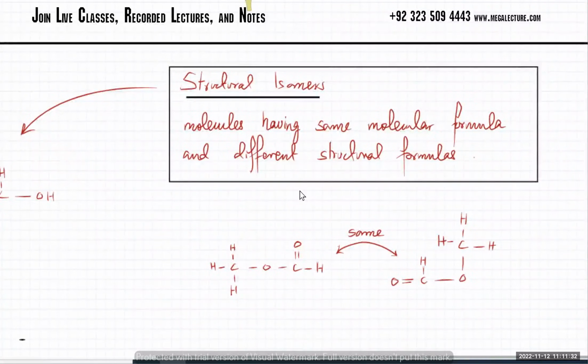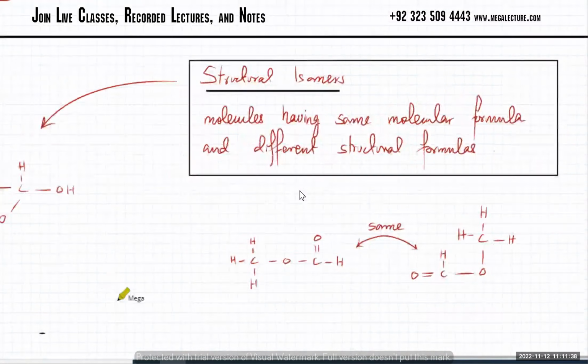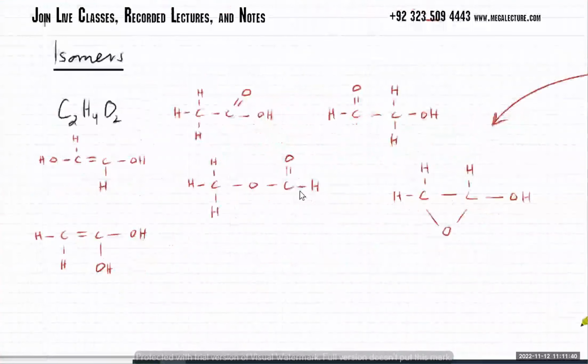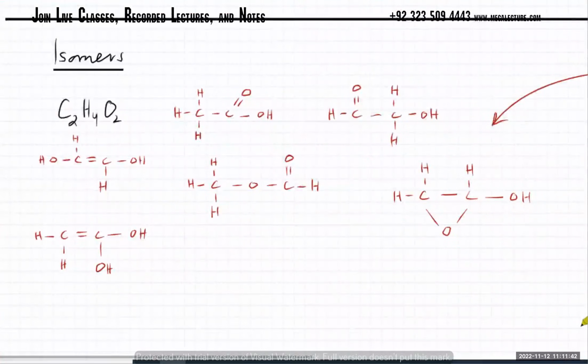You have the same number of atoms, but they are arranged differently. So, for example, I did C2H4O2 and I drew all these structures. You're going to have different arrangements. There could be many different arrangements of C2H4O2. Structurally, they would be different. Their structural formulas would all be different. The arrangement of the atoms would be different.